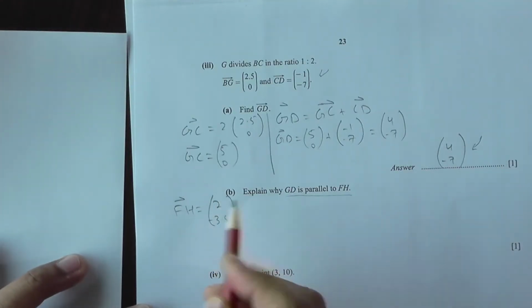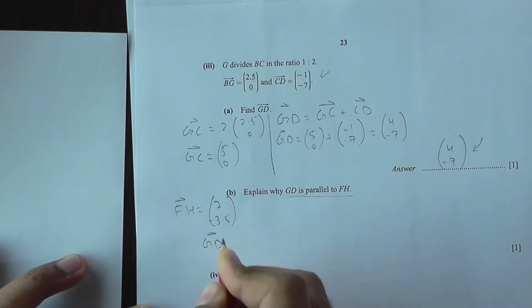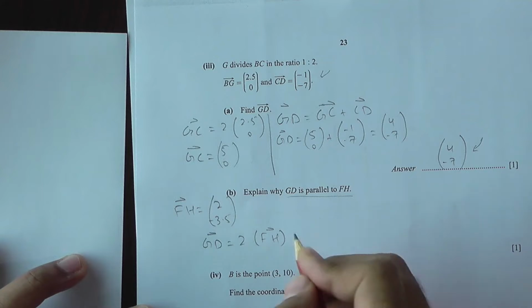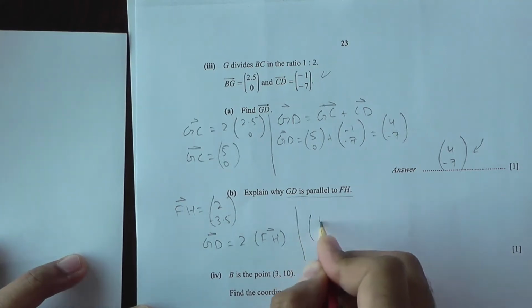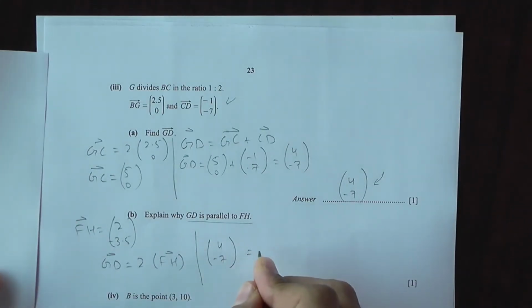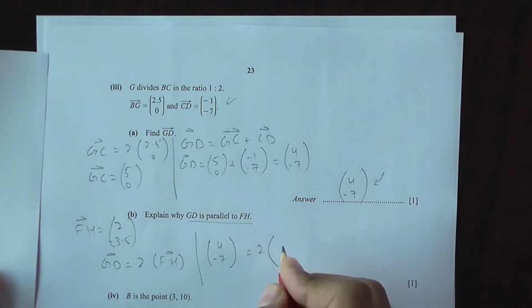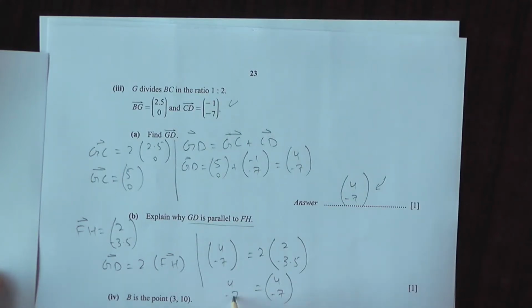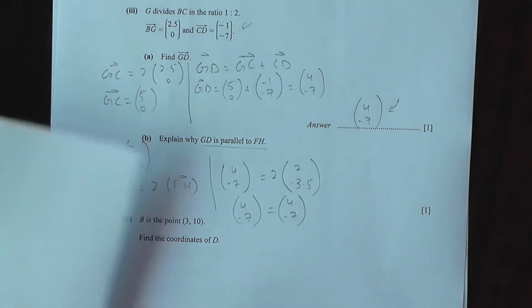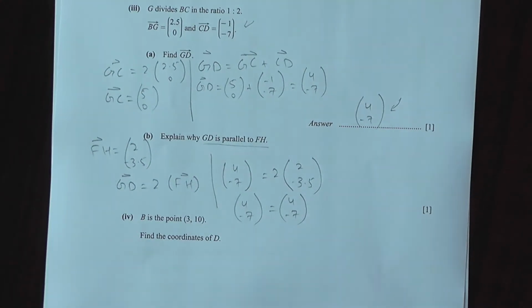If you notice, GD is actually twice the vector FH. Even if we do this over here, GD is 4, negative 7, and the vector FH is actually 2, and it is being multiplied by 2 and negative 3.5, which also gives us 4 and negative 7, which is equal to 4 and negative 7 over here. So the two vectors are the same. I hope this is clear enough. Let's look at the next part.